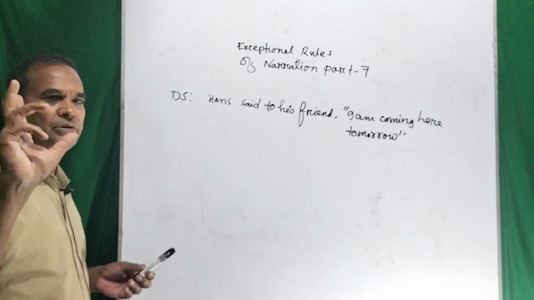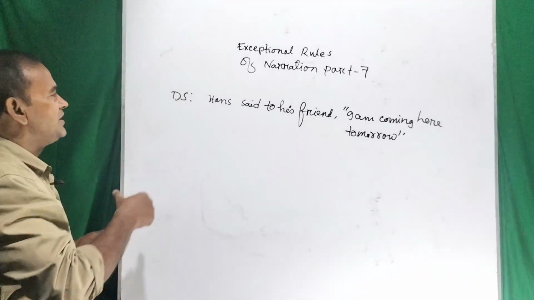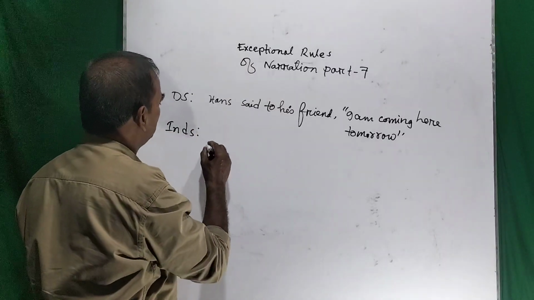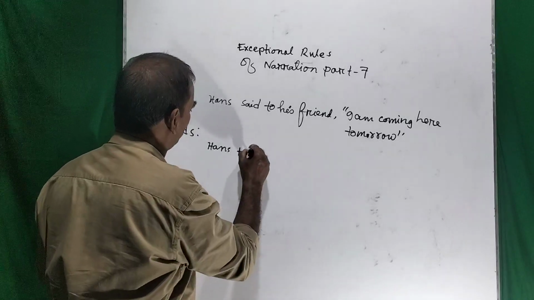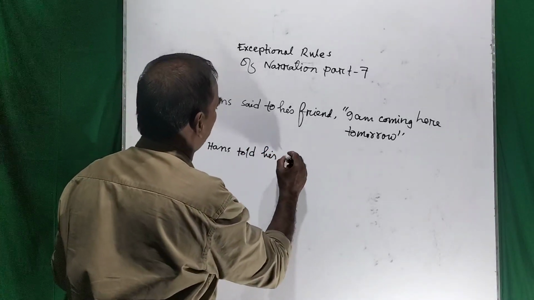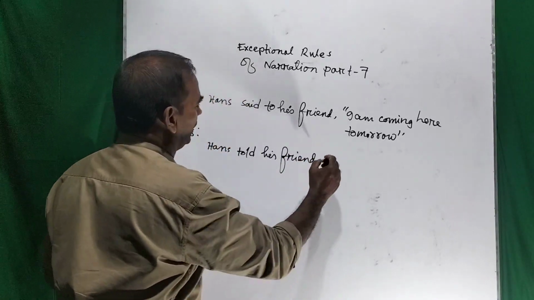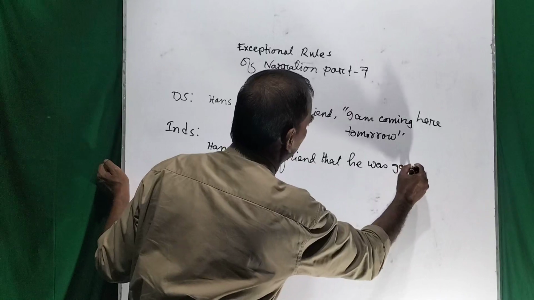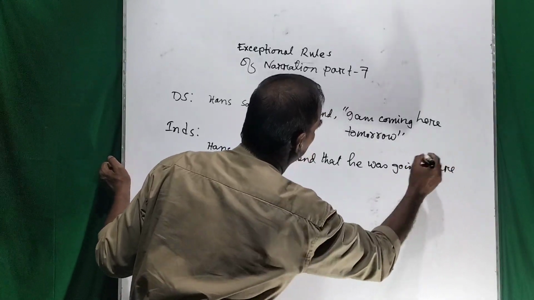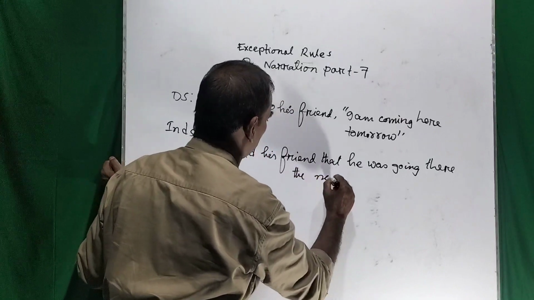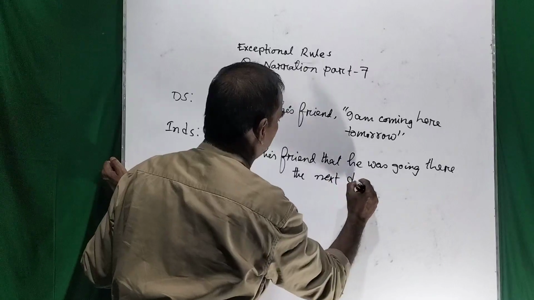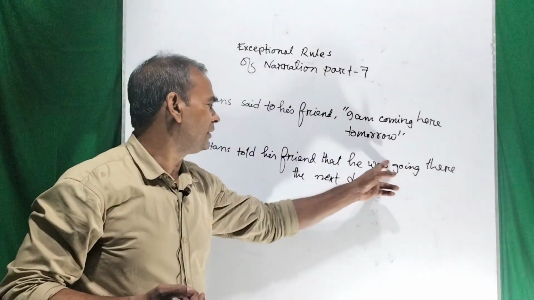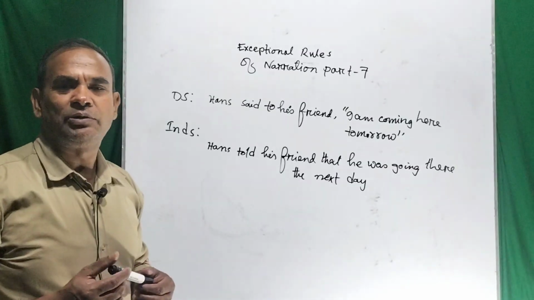But I'd like to tell you another thing, that is I am coming to the next of this one. Please take a look at indirect speech. Hans told his friend that he was going there the next day. Tomorrow becomes the next day. Hans told his friend that he was going there the next day. I think you can understand.